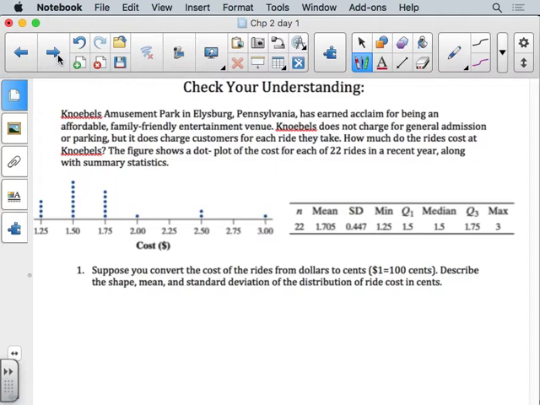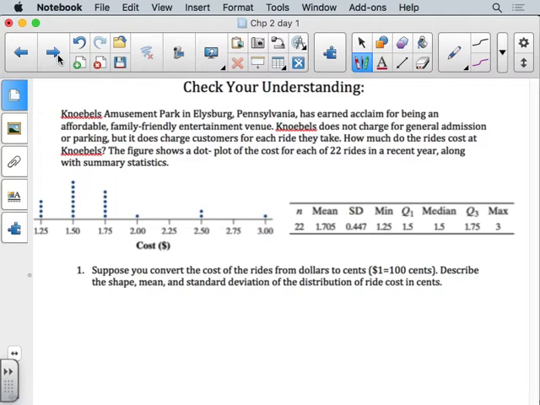So let's do the check your understanding, and this is under that multiplying, adding, dividing sort of thing. Okay, so I have this amusement park in Pennsylvania, Knoebels. I'm not gonna try and pronounce that, it's probably wrong. They don't charge admission or parking, but they do charge for each ride that you take. The dot plot is for 22 rides in a recent year.